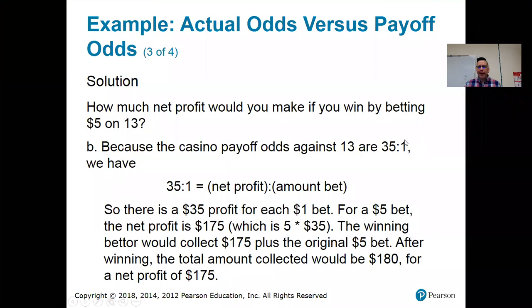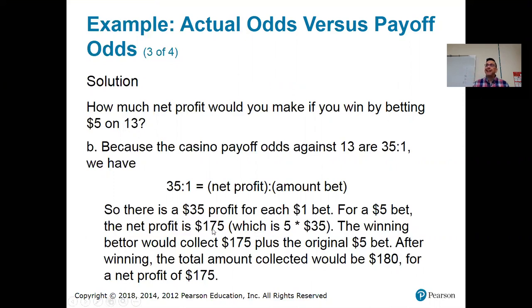So the next question was, how much net profit would you make if you win by betting $5 on the number 13? They gave me the payoff odds. The payoff odds were 35 to 1, which means for every $1 that you bet, you get $35 net profit. So if I bet $5, then just multiply that 35 by 5. $35 profit for every $1 bet. So for a $5 bet, that would be 5 times 35, which comes out to 175.